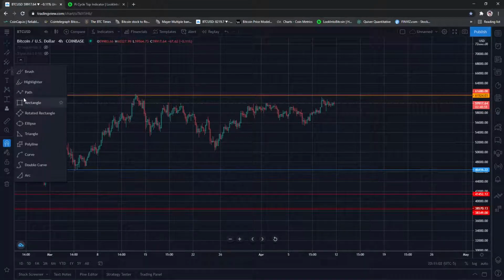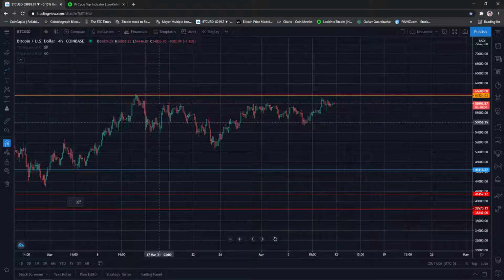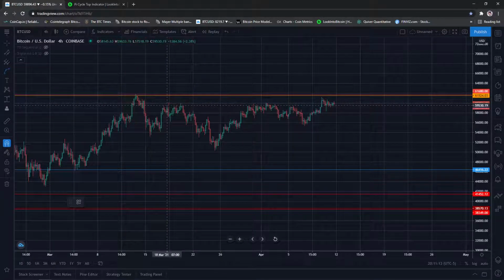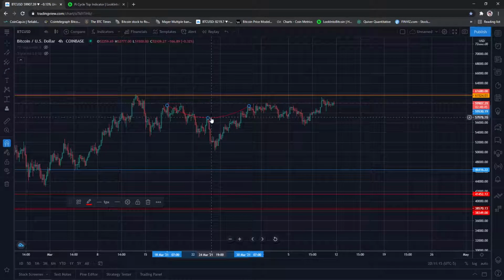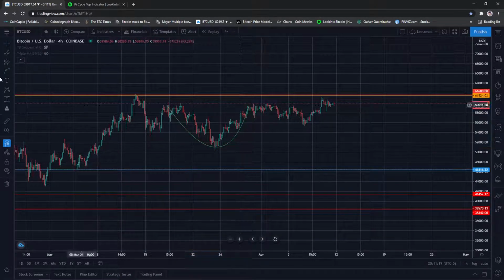Man, I always forget where this is. Okay, here we go. I'm going to do a cup and handle because this is where the head and shoulders would be. So I'm going to do a cup and handle here and here and there. Let's make this green because we're bullish.